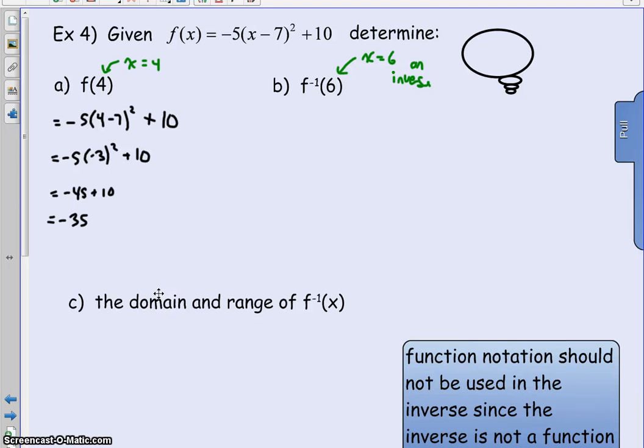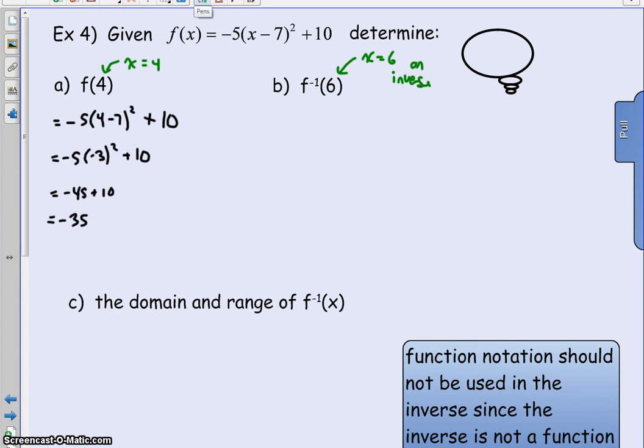Okay, so you can quickly take a look at your answer for A here. So remember, f at 4 means you replace the x value with 4 and figure out what y is. So when you put 4 in, you get 4 minus 7 all squared in here, which is negative 3 squared, which is 9. You multiply that by negative 5 to get negative 45. Add 10, you get negative 35.